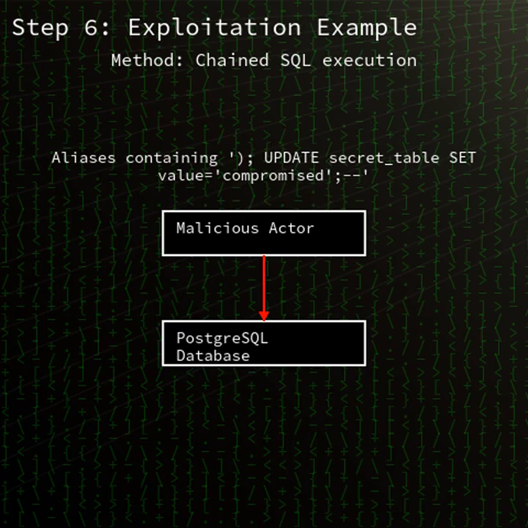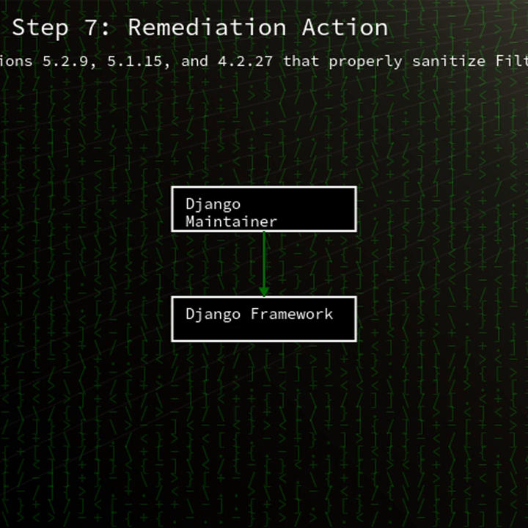Because it only affects PostgreSQL, MySQL and SQLite installations are safe from this specific flaw, but any Django-powered app on PostgreSQL using FilteredRelation is at risk. Exploitation can lead to data exfiltration, schema manipulation, or privilege escalation via crafted queries.